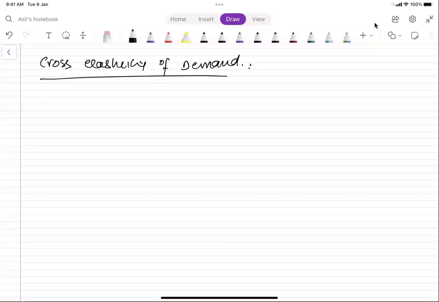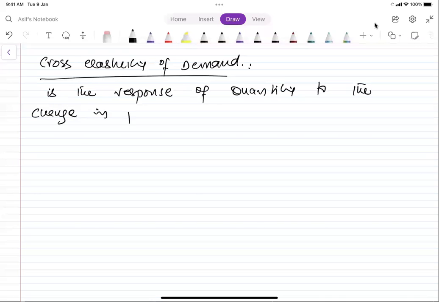Another concept of elasticity is called cross elasticity of demand. Cross elasticity of demand is the response of quantity to the change in price of other goods. When we speak of other goods, it basically means two kinds of goods.